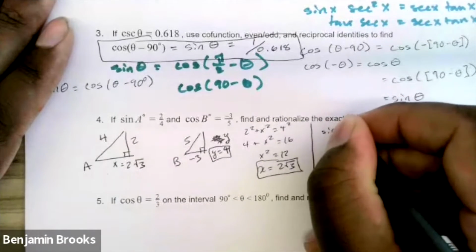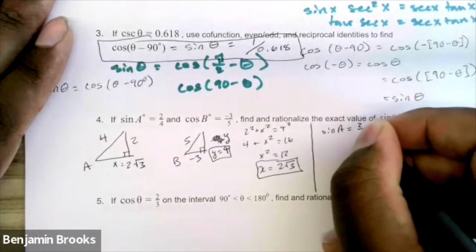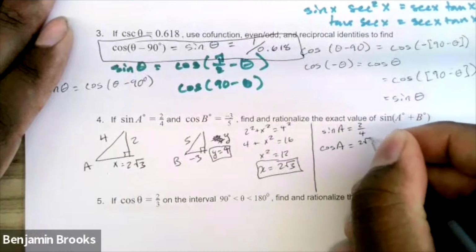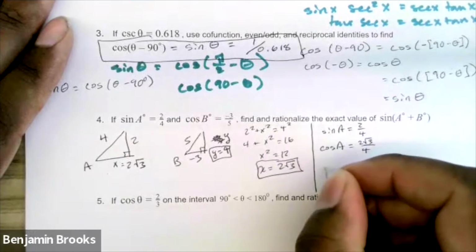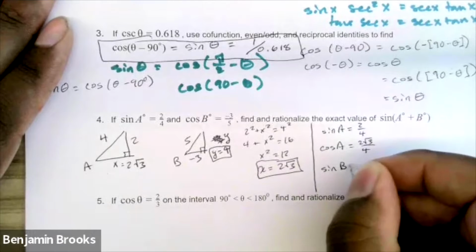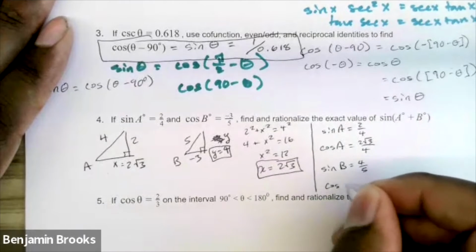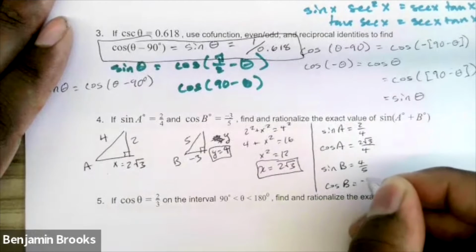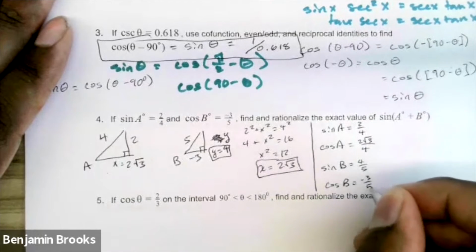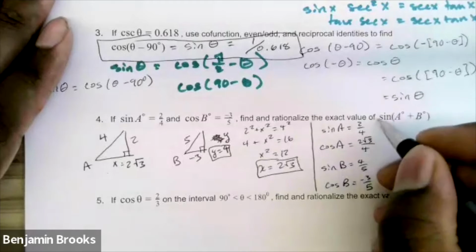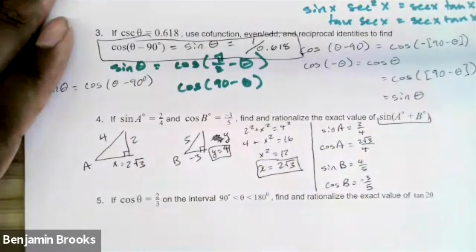Right. So we got sine of A. We already know what that is. It's 2 over 4. Let's figure out what cosine A is. Well, that would be 2 root 3 over 4. We don't know what sine of B is, but we can figure it out now. It would be 4 over 5. And cosine of B is -3 over 5. Now, why do we do all of that work? Because all we need to do now is plug it into our sine A plus B formula.